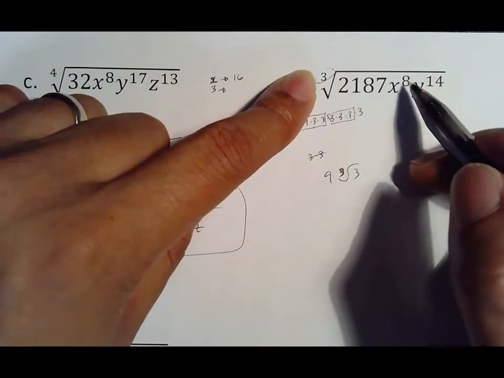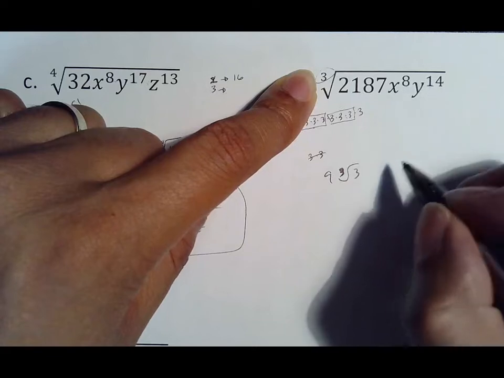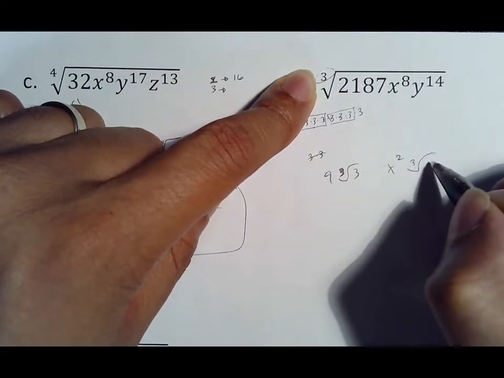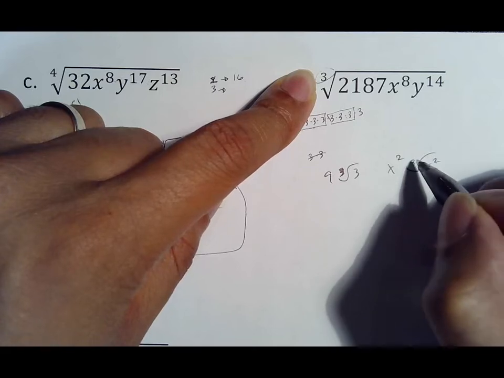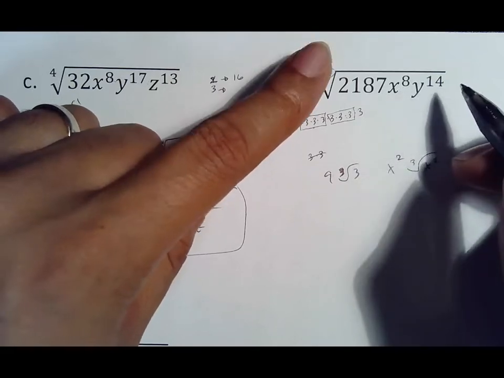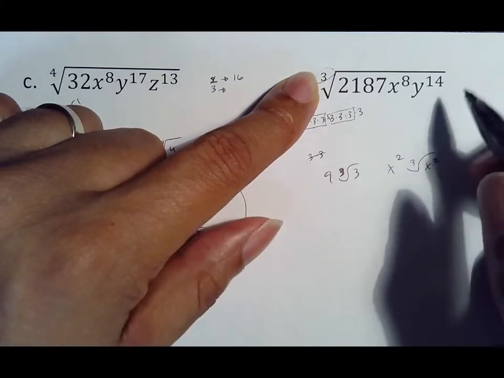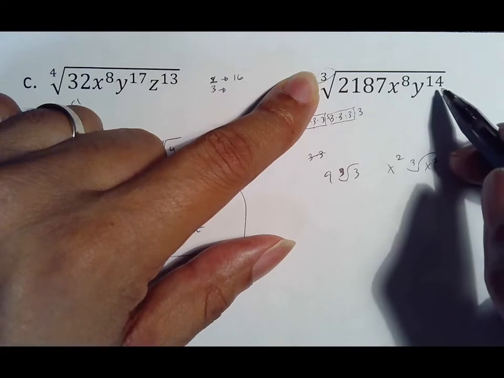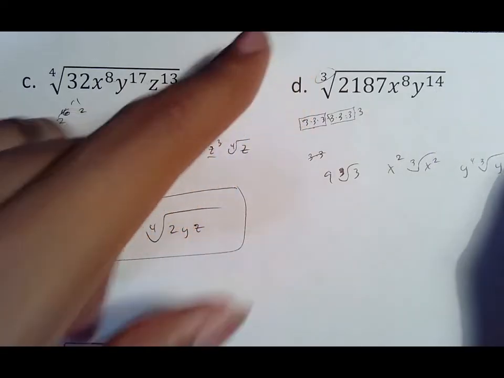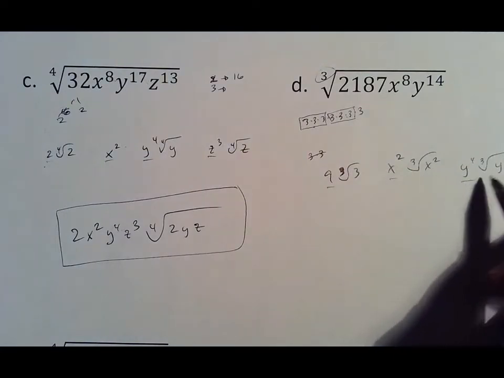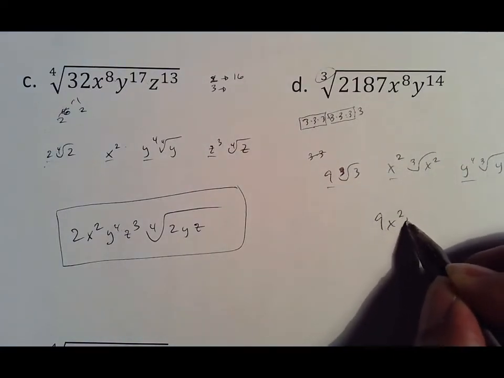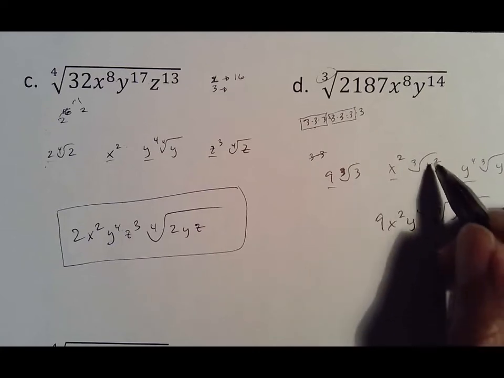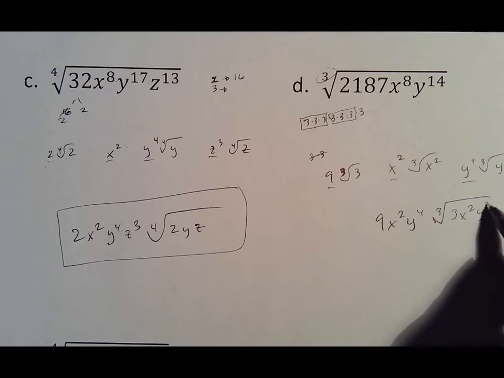For your 8, 3 goes into 8 twice with a remainder of 2. So it'll be x to the 2nd, because again, 3 goes in twice with a remainder of 2. 2 times 3 is 6, plus 2 makes 8. 3 goes into 14 4 times. So it'll be y to the 4th. That puts me up to 12 with a remainder of 2. And so putting all that together, these on the outside, 9 x squared y to the 4th times the 3rd root of 3 x squared y squared.